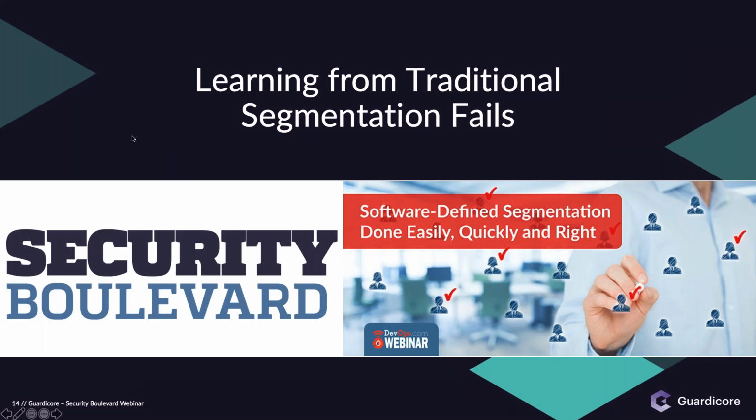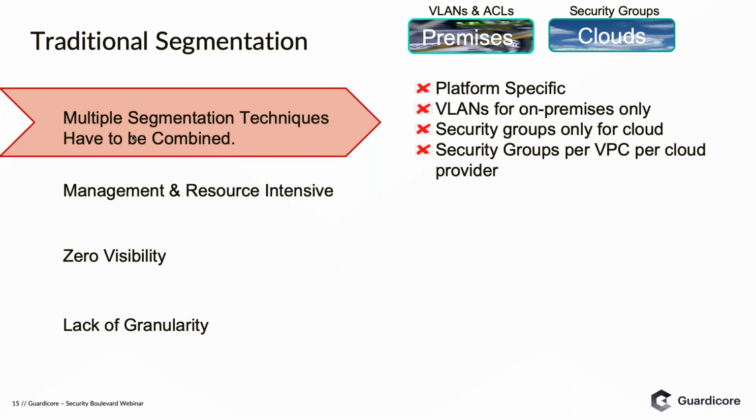So, learning from traditional segmentation fails. Just as we've been successful, part of that was learning from the mistakes of others. And there's a real problem with traditional segmentation. Of course, what people try first is traditional segmentation. And the problems are, across your heterogeneous environment, they can't be applied equally, evenly in a single way.